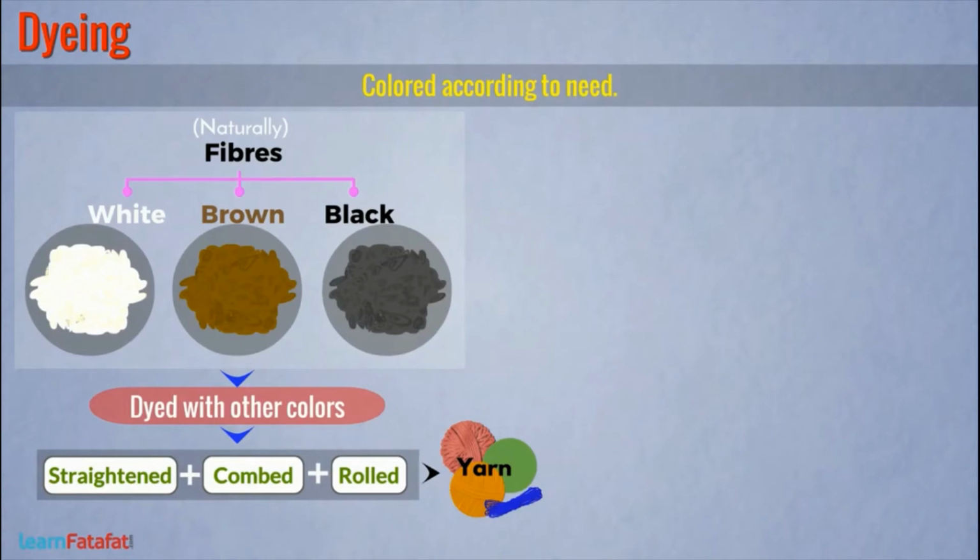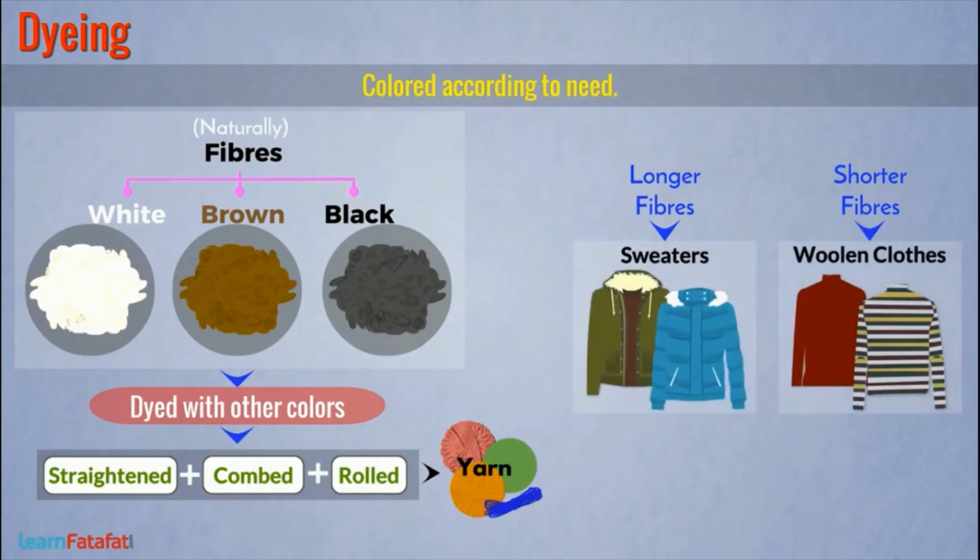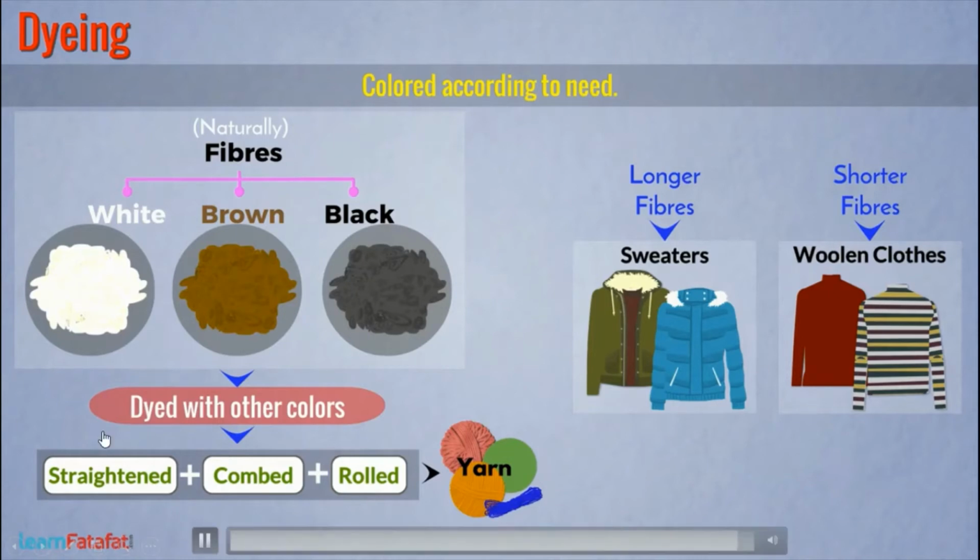There are two types of fibers, longer fiber and shorter fiber. Longer fibers are used for making sweaters, while shorter fibers are used for making woolen clothes. So, I hope you have understood how fibers are converted into wool. So yeah, did you understand?